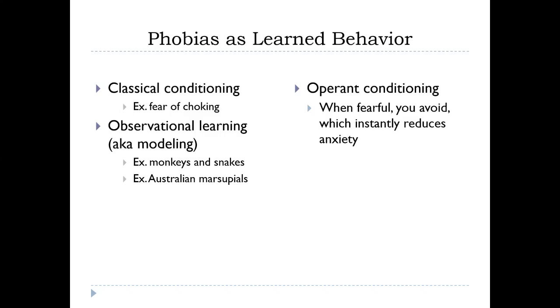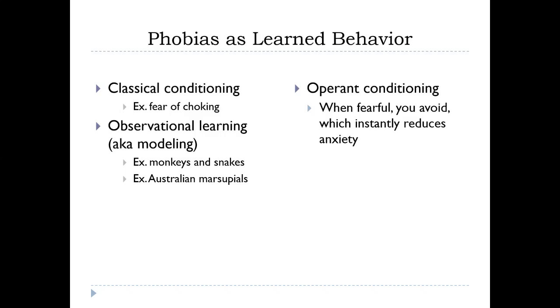Okay, the last piece that is very, very important in phobias has to do with operant conditioning. When you're fearful, we've talked about this, you avoid. So if you are afraid of dogs and there's a dog approaching you, you're fairly likely to just run the other way, to get out of there. And the upshot is that it's very effective, in the short term, for reducing your anxiety. Your anxiety drops instantly.